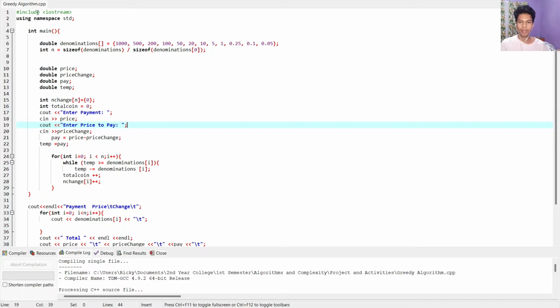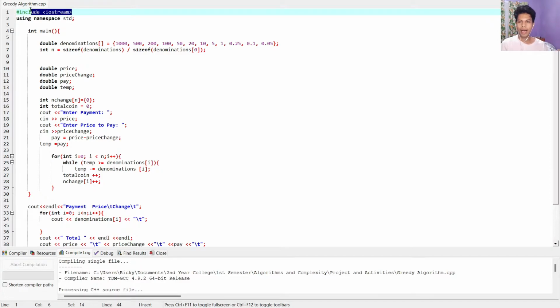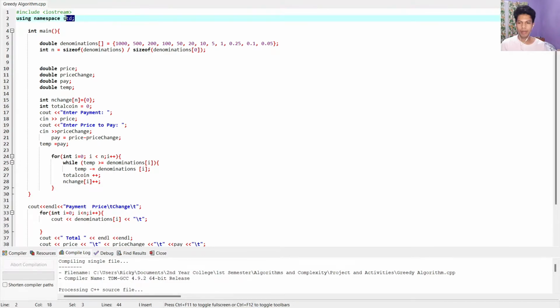So the program is to determine and choose the best denomination of money to give to the customer as the change. And after that, the total number of the denominations will also be shown in this program. So the overview for the code: we all know that iostream is standard, we see this in every single program, because iostream is important for functions like cin, cout, and others, and the using namespace std as well.